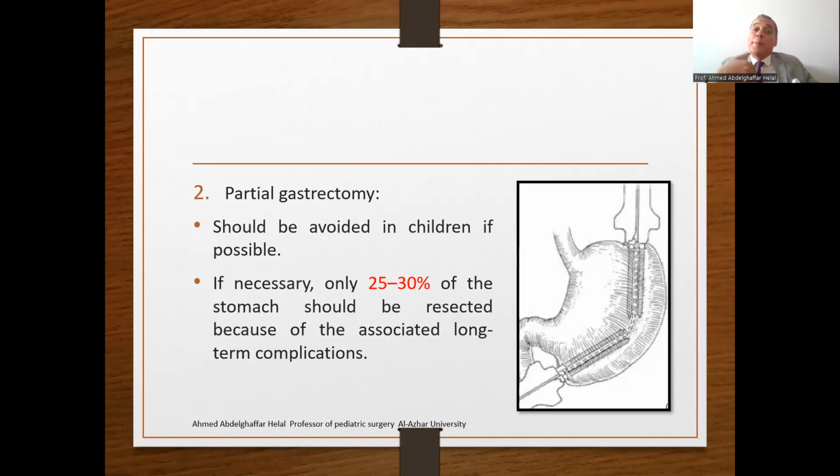We may need to perform partial gastrectomy. This should be avoided if possible in children, and if necessary, only 25 to 30% of the stomach should be resected because of the associated long-term complications. So we need to perform wedge excision or partial gastrectomy. However, try to avoid this procedure if possible. If you decide to perform this, only remove 25% of the stomach.